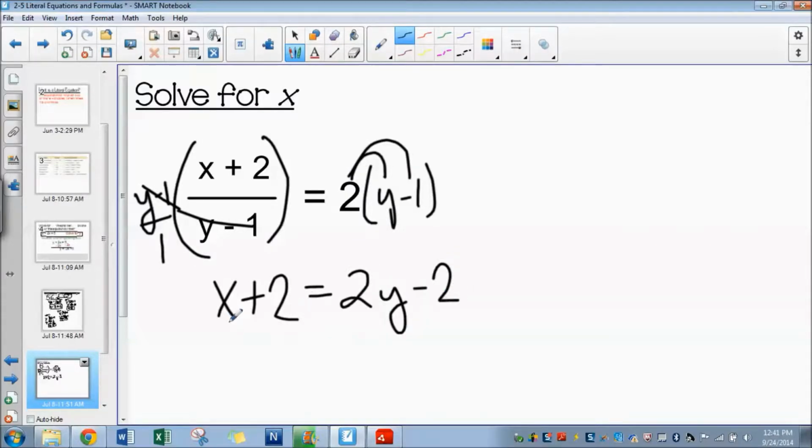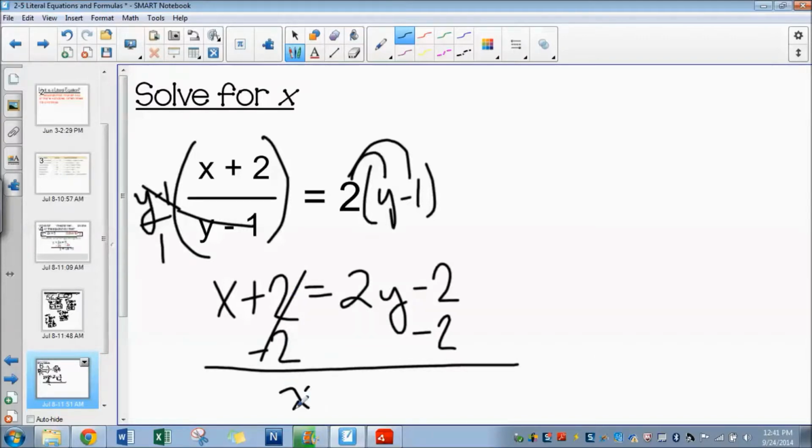And I need to continue isolating x, so I can undo adding 2 by subtracting 2 on both sides. On this right side, I'm going to put it underneath the constant 2, not the term with the variable. I'm anticipating combining like terms. That cancels. x is left by itself. So I have 2y, nothing happens to 2y, and negative 2 minus 2 is negative 4. So solving for x, I end up with x equals 2y minus 4.